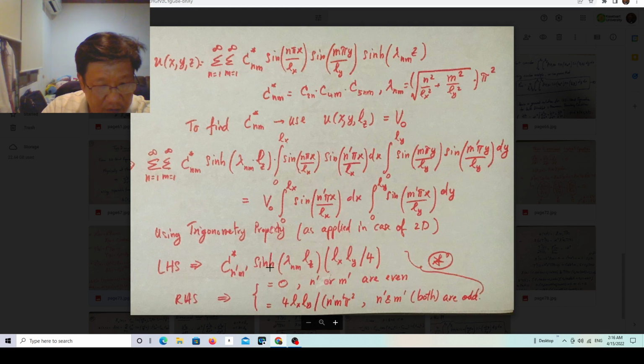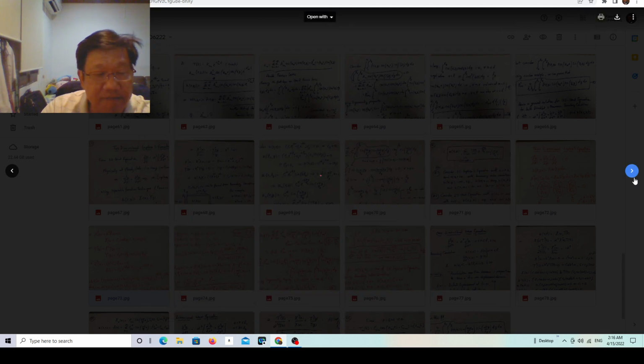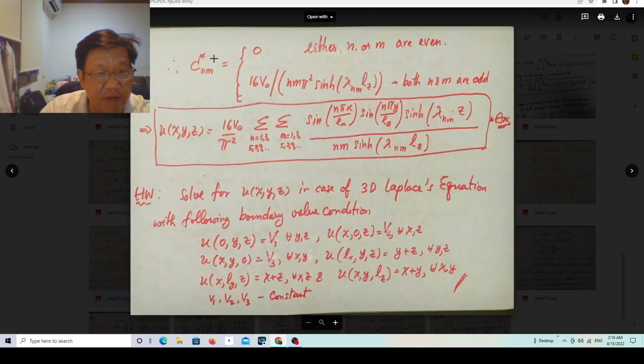So now you can see that c star n pi m pi here, you can now simplify it. Here, c star n m is 0 when either n or m is even. When both of them are odd, this is a 16.